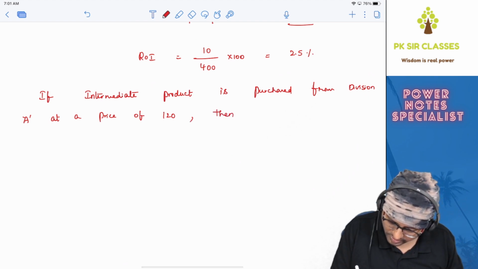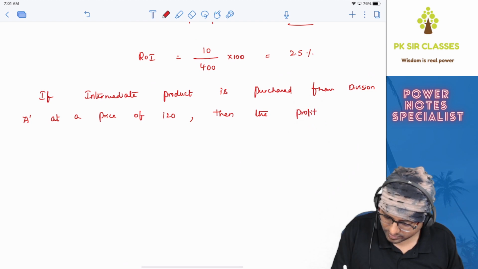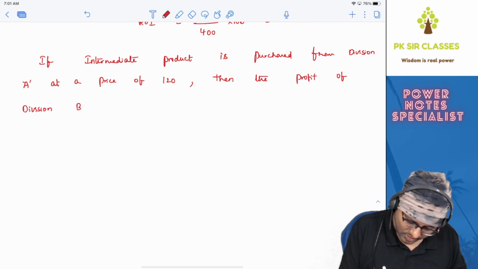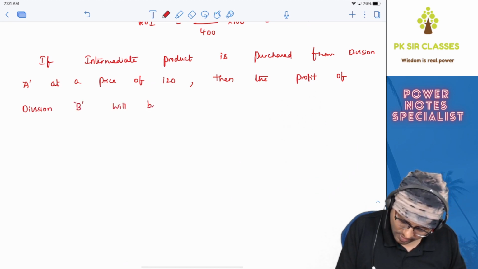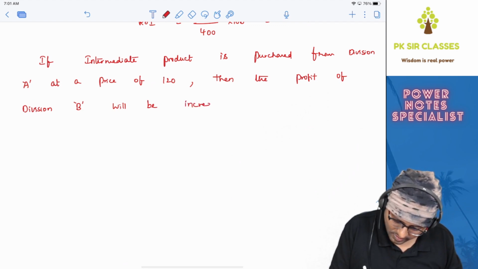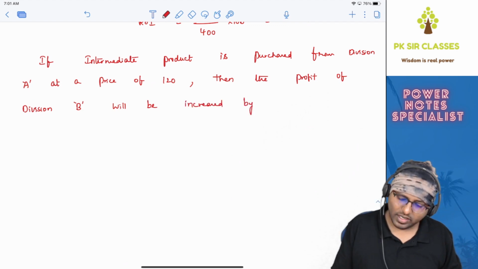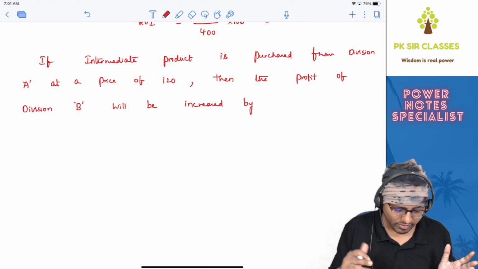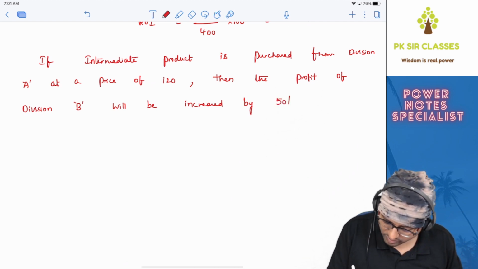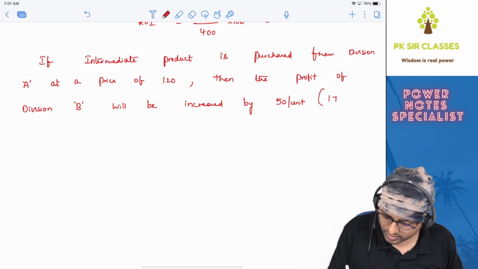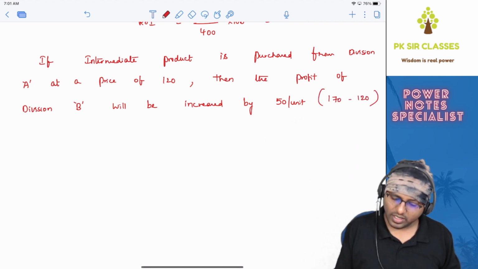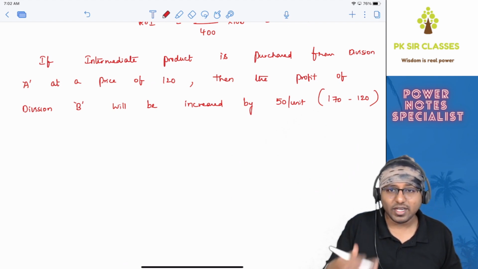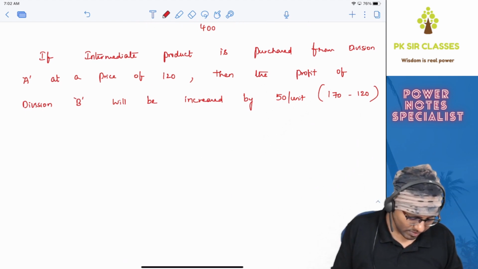Then let us see what will be the profit. Then the profit of division B will be increased by how much? Earlier the cost is 170 when they're buying from outside. Now you're buying from inside at 120, which means your cost has got reduced by 50, which means your profit will be increased by 50. Very simple. How? It is the difference between 170 and 120. Earlier you are buying at 170, now you're going to buy internally at 120, which means straight away you will save 50 rupees. Therefore, your profit will get increased by 50. Pretty simple. Are you able to understand? So look at the question.